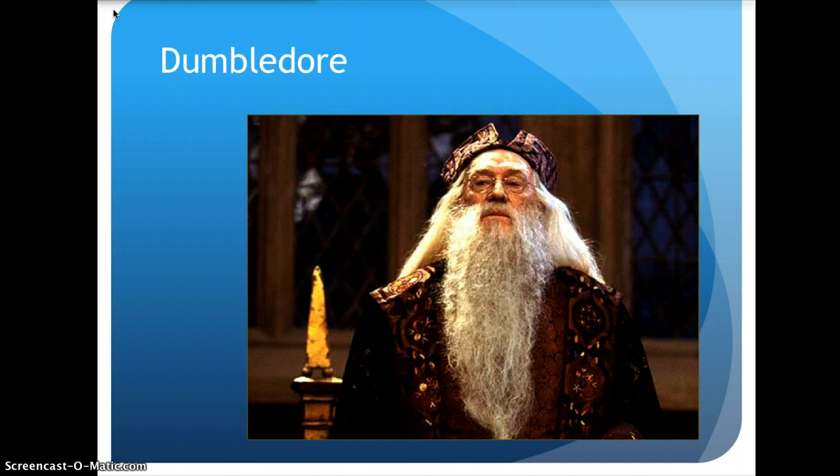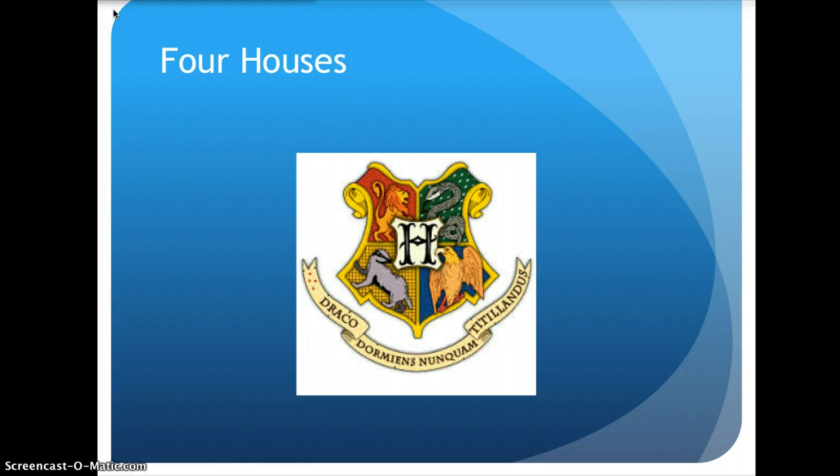So, kind of moving forward, some of the symbolisms used in the book are Dumbledore and the Four Houses. Dumbledore is kind of a symbolism of God to everyone in the books, and the Four Houses kind of symbolize how here in America we like to separate each other. We always categorize people into groups, like this person's in that group and this person's in this group.